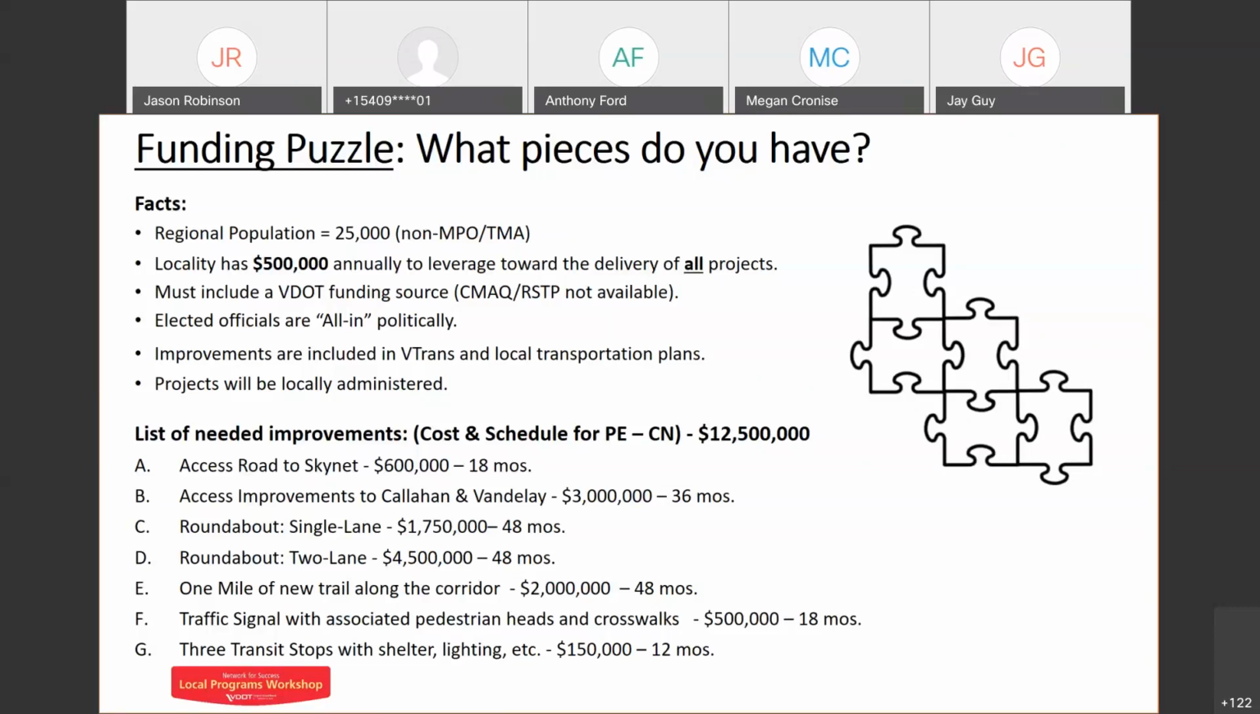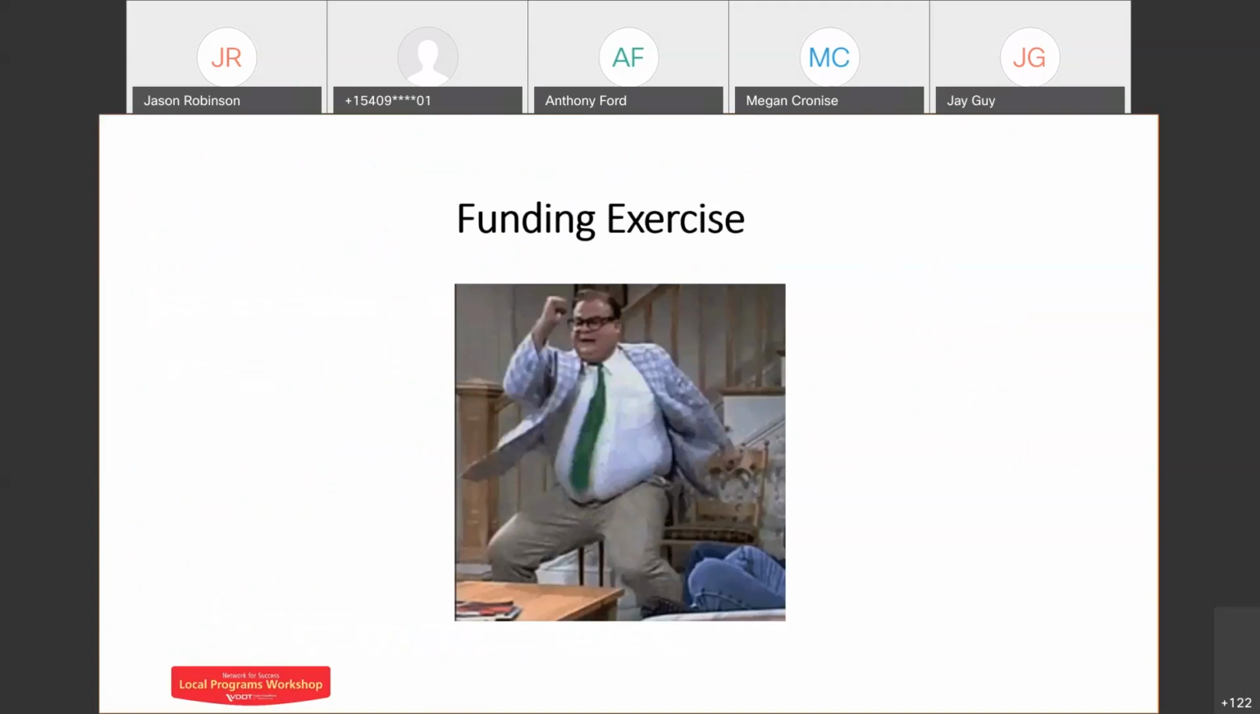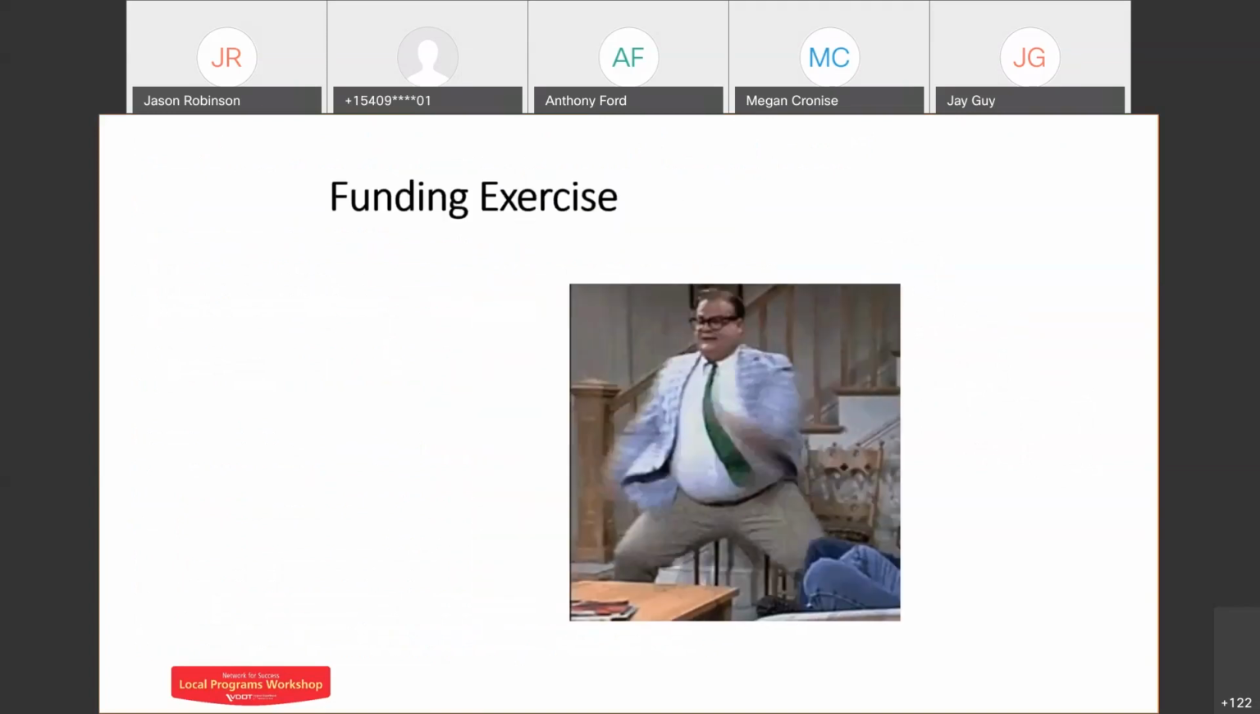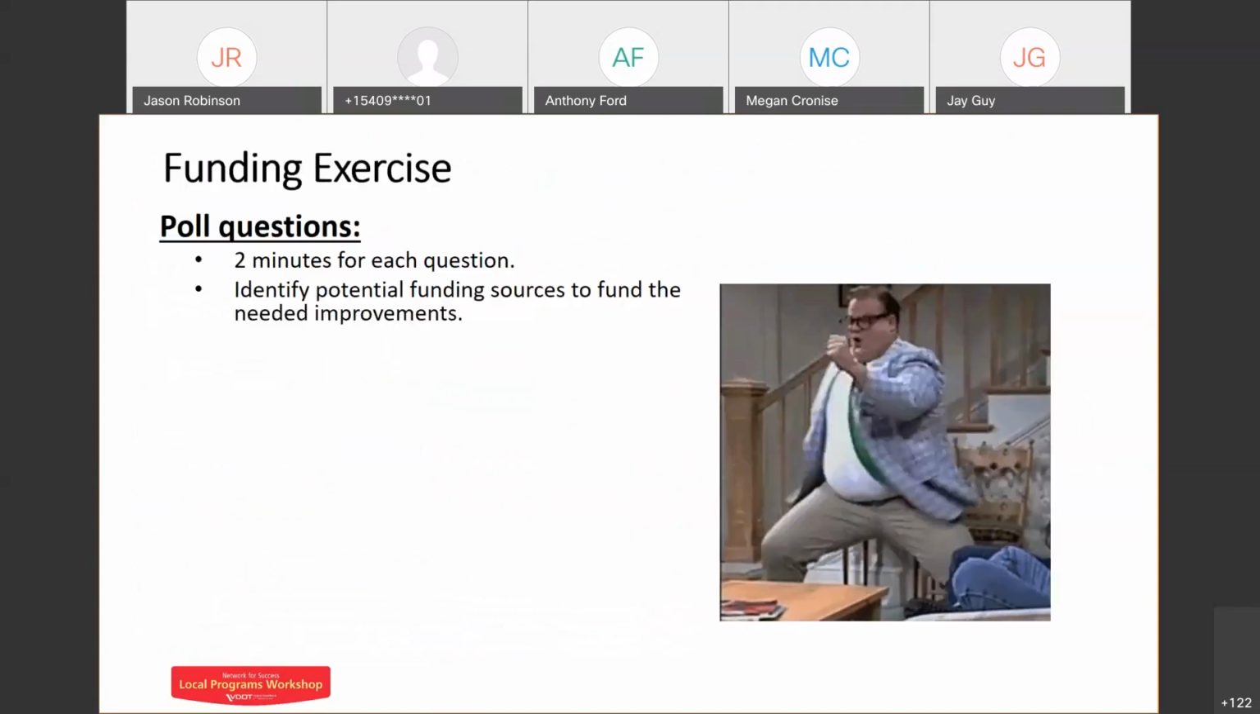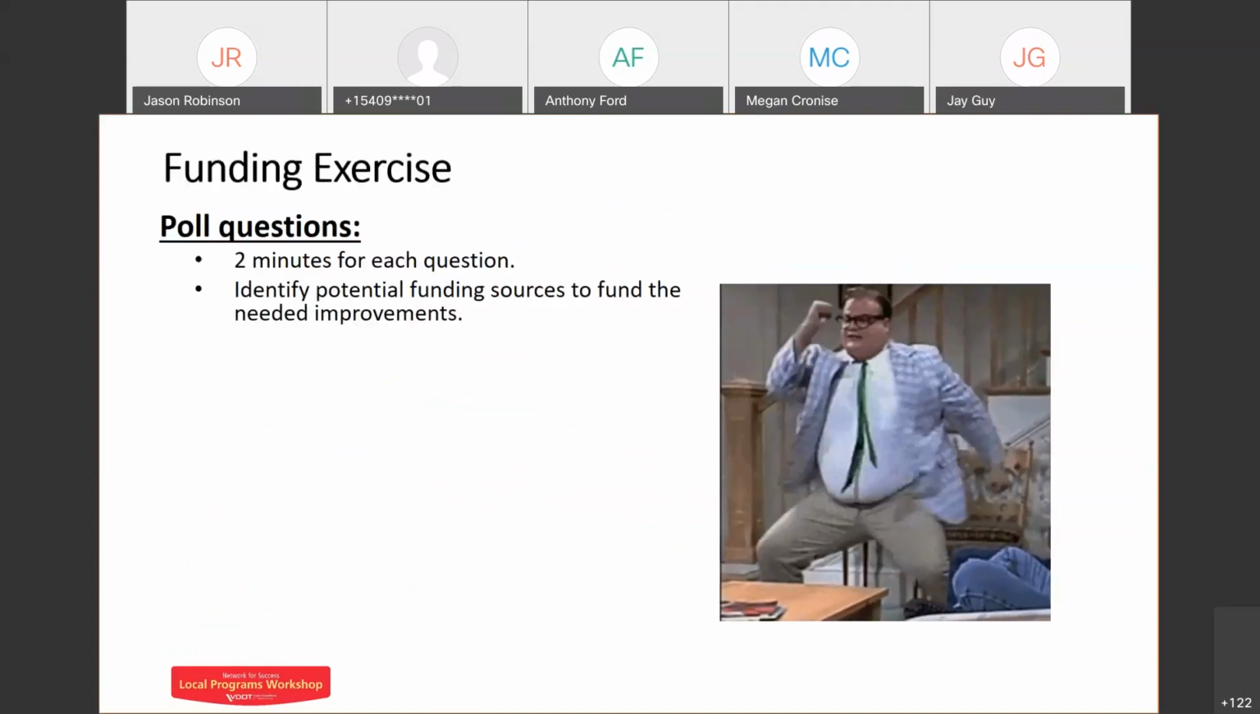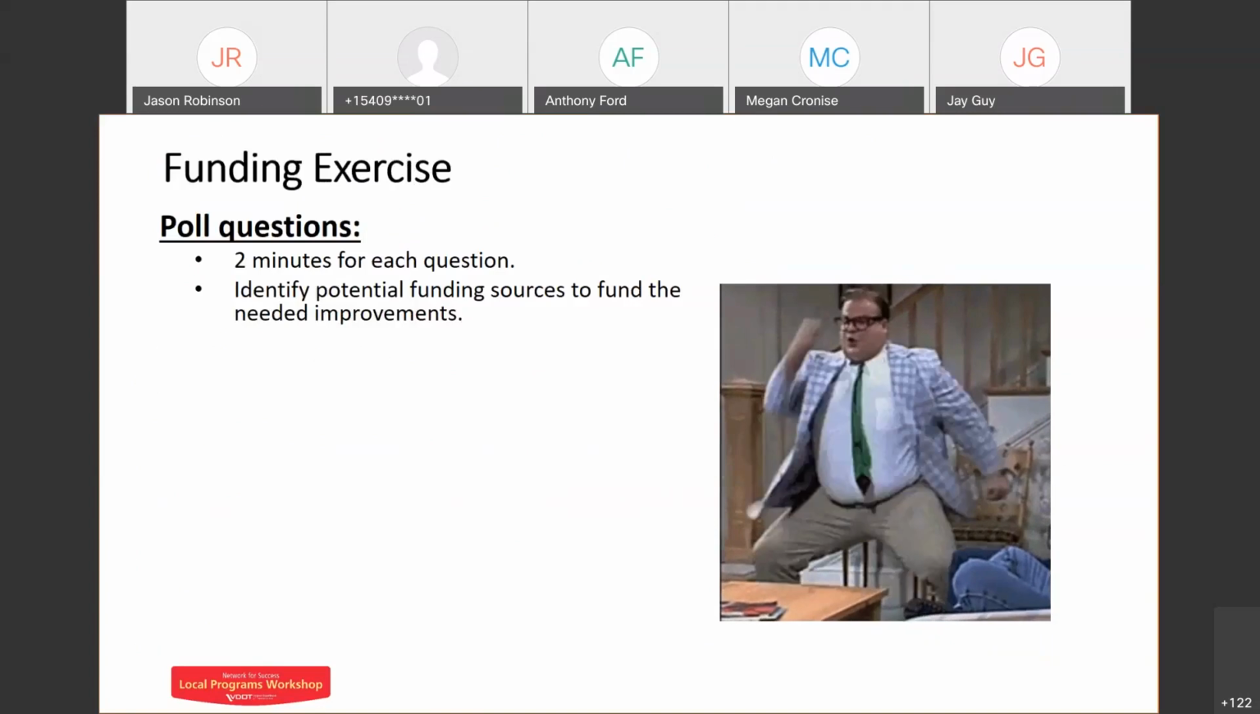There's no right or wrong answers to these questions. We're just seeing what the strategies are for different people in different situations. So with that said, we'll get into the funding exercise. And there you can see old Chris really getting into it. I hope you guys are as excited about it as he is. We'll give you about 2 minutes for each question. If the poll's wrapped up, I'll go quicker than that.